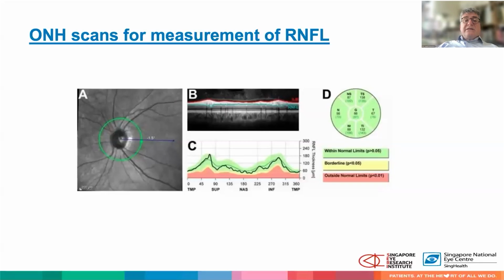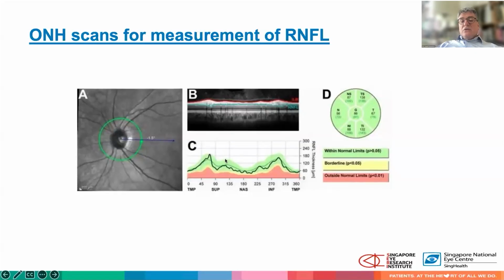Now, for OCT in glaucoma, we basically have two types of scans. These are optic nerve head scans for measurements of retinal nerve fiber layer thickness. So you have the circumpapillary scan that you see over here, and then you get this type of nerve fiber layer appearance, like in B, and then you simply have this as green, yellow, or red.